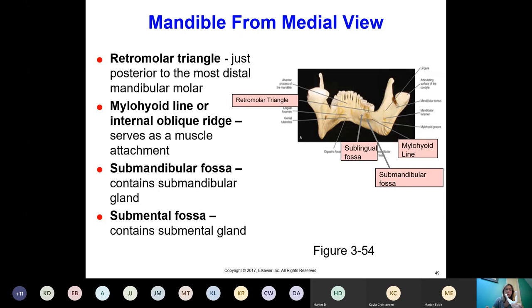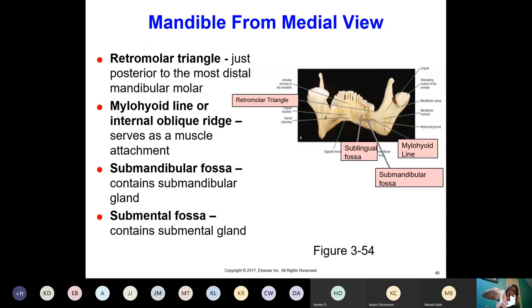And then you've got something called your mylohyoid line or internal oblique ridge. They are the same thing. Those terms are used interchangeably, so you may see it as mylohyoid line, or you may see it as internal oblique ridge. The external oblique ridge, we said, was right here. And if you go on the inside, your internal oblique ridge is right down here. It's kind of hard to see on this, but you can see it in that picture fairly well.